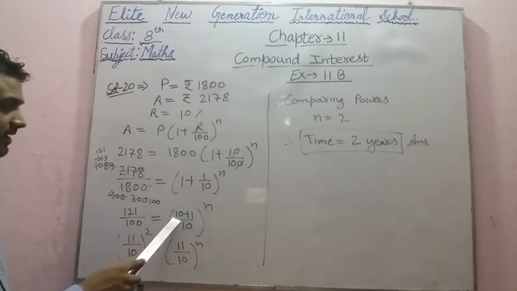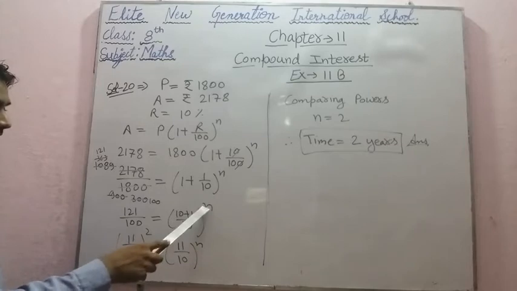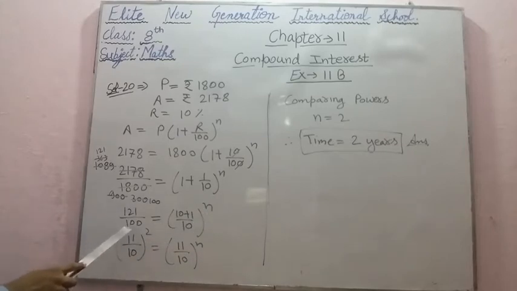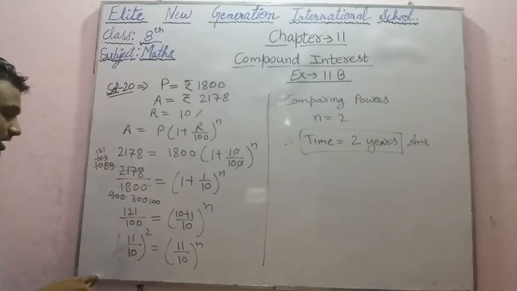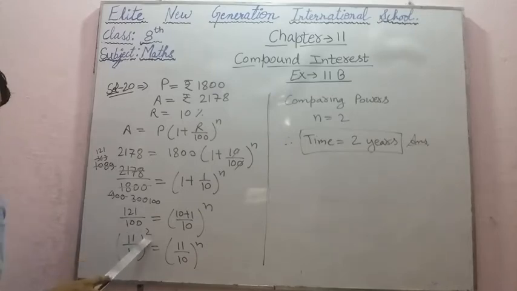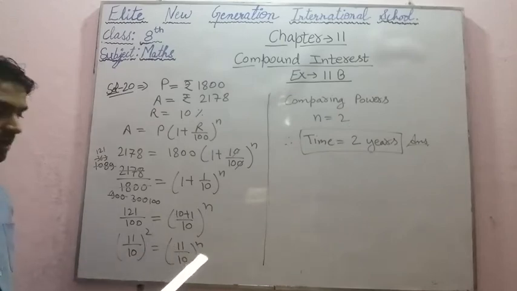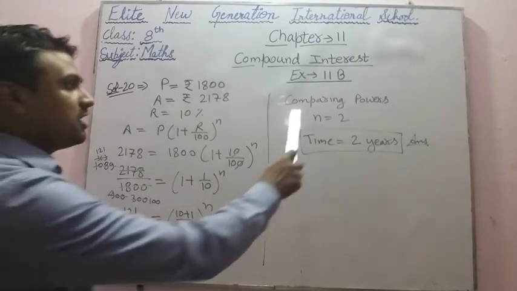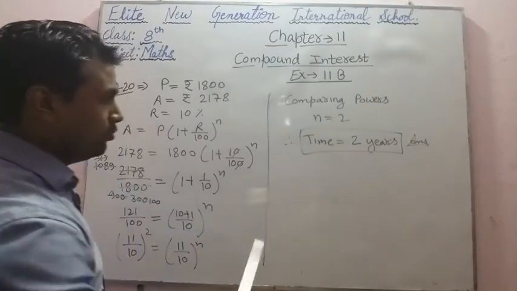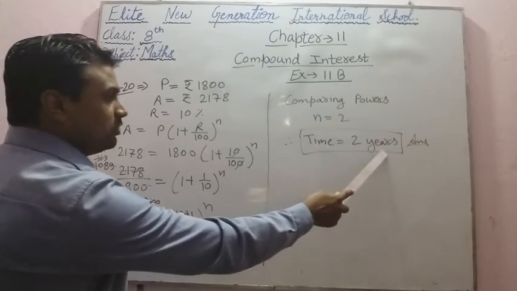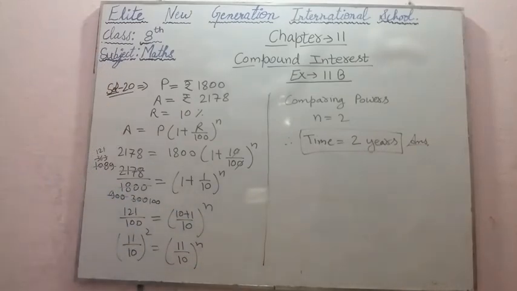10 into 1 will be 10, so (10 plus 1) upon 10, power n. So 121 upon 100 can be written in the form (11 upon 10) whole square, as 121 is the square of 11 and 100 is the square of 10. So we can write (11 upon 10) whole square equals (11 upon 10) power n. Now comparing powers, n will be equal to 2. That means time will be equal to 2 years. So the answer will be 2 years.